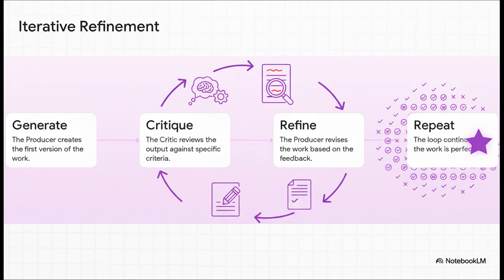So the producer generates something. The critic reviews it. Then, based on that feedback, the producer refines it. And this cycle, generate, critique, refine, can happen over and over again. With each pass, the quality gets better and better, until finally, the work gets the green light.